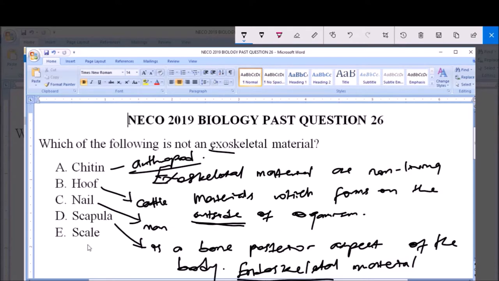Take notes. Then the scale here is an exoskeletal material found on the body of fishes. You find scale on the body of fishes and also on lizards. You find the scales. So all these are exoskeleton materials except scapula. Scapula is an endoskeleton because it is a bone, and bones are located inside the body. So scapula is not an exoskeleton material. So the answer to this question is option D.